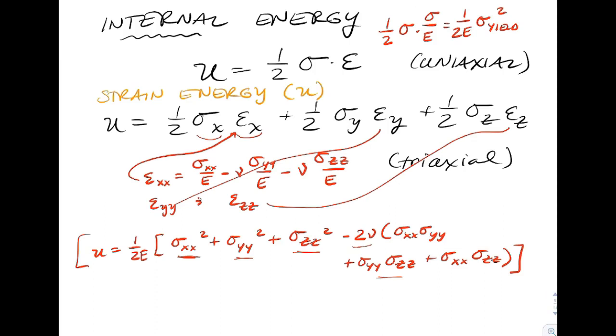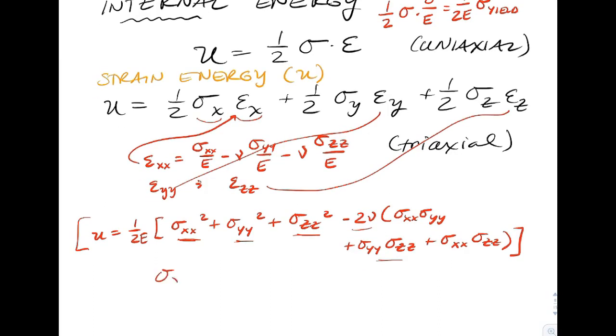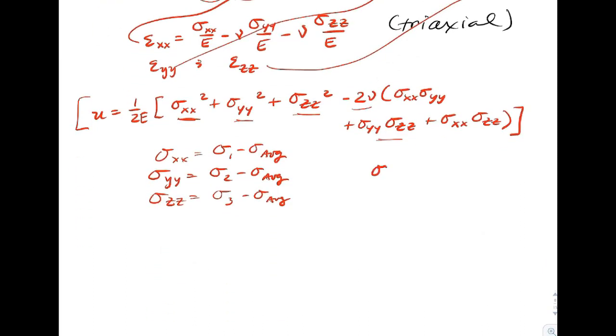And so equating this to the previous picture, sigma XX, we're going to use sigma 1 minus sigma average, sigma YY with sigma 2 minus sigma average, and sigma ZZ with sigma 3 minus sigma average. So also remembering that sigma average is equal to sigma 1 plus sigma 2 plus sigma 3 over 3. And so all those get plugged in everywhere. We get some cross terms that are going to show up.